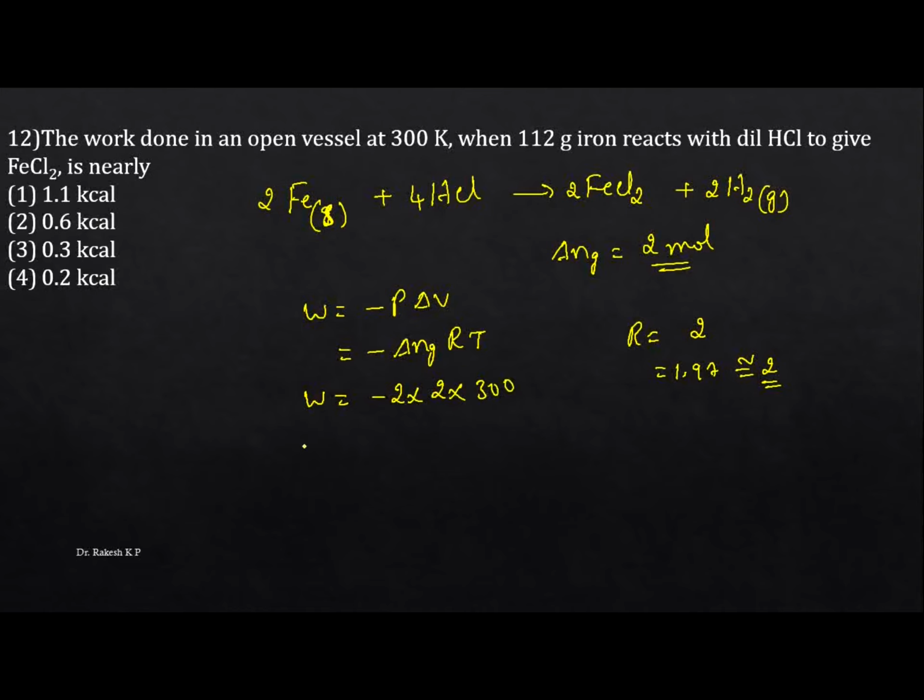Okay, so now the value we got is W equal to minus 1200 calorie. Okay, so now the work done in terms of this is minus 1.2 kilocalorie. So in terms of the energy, we have to take it as the positive sign. Hence in this case the option is approximately near to 1.1. Okay, the option is the first one. Okay, so next one.